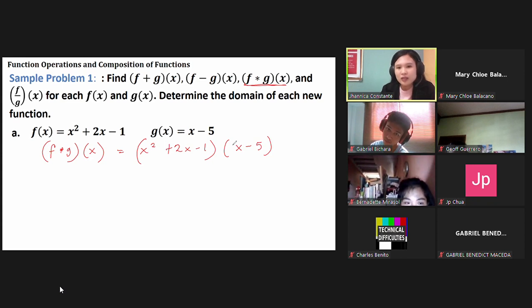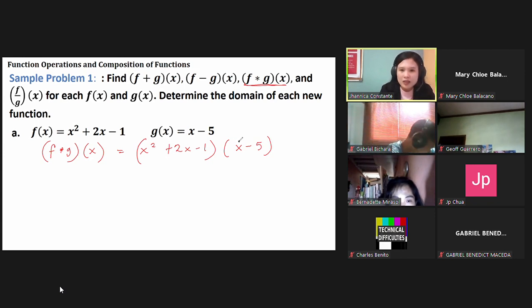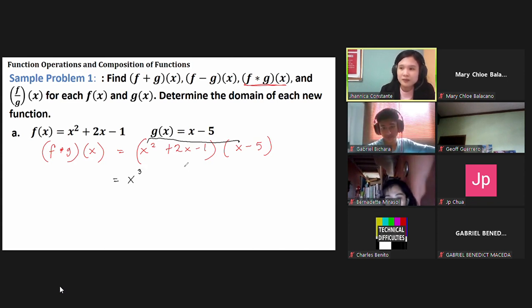So let's start with x. Multiply x by each term inside the parentheses, which is x squared plus 2x minus 1. So x times x squared is equal to x cubed. x times positive 2x is equal to positive 2x squared. And x times negative 1 is equal to negative x.